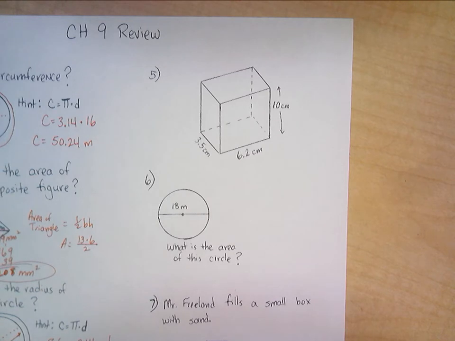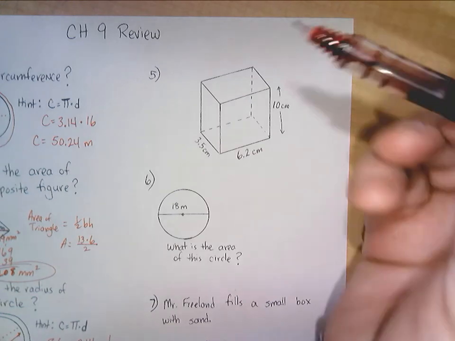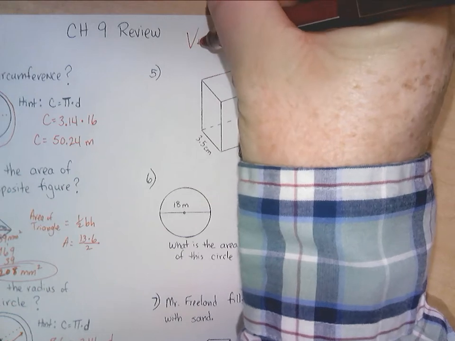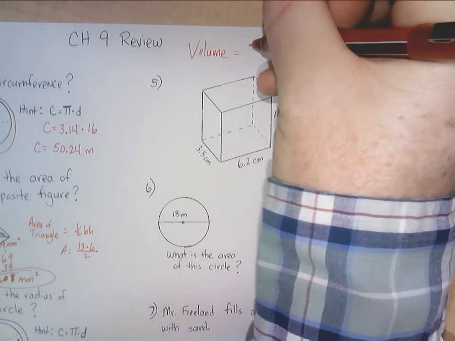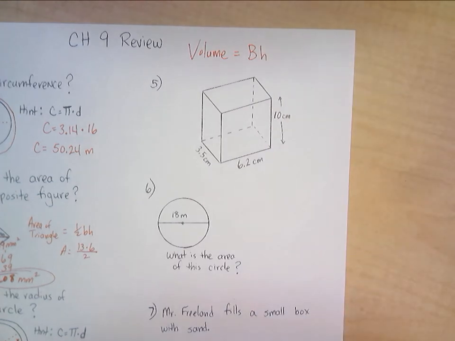Okay, because if it's both, then we need both formulas. But I don't think it's both. I think it's just, I want to say it's just volume, but let me make sure though. Yeah, what is the volume? Okay, so volume is area of base times height. Area of base times height.